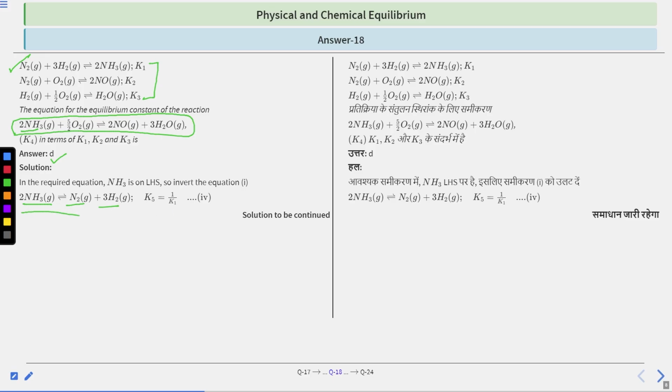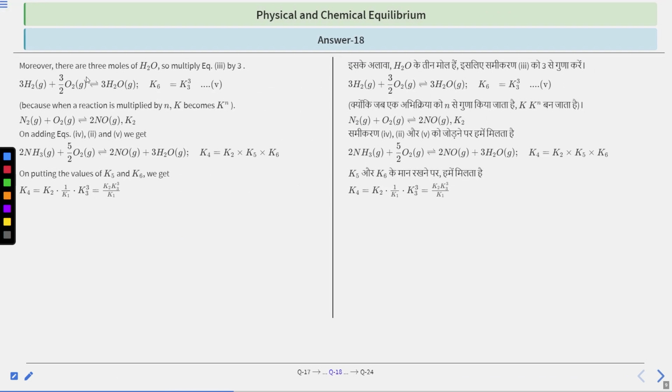Because this is a new equation formed by reversing the first equation, this new equation has equilibrium constant K5, which will be equal to 1 upon K1, the equilibrium constant for the first reaction. Let's suppose this is the fourth reaction: first, second, third, and this is the fourth. Now there are 3 moles of H2, so we multiply equation 3 by 3.